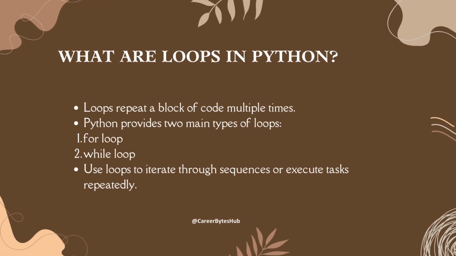Loops in Python allow you to repeat a block of code multiple times, which is useful for tasks like iterating through data or automating repetitive processes. Python provides two main types of loops, the for loop and the while loop, which we'll explore in this video.